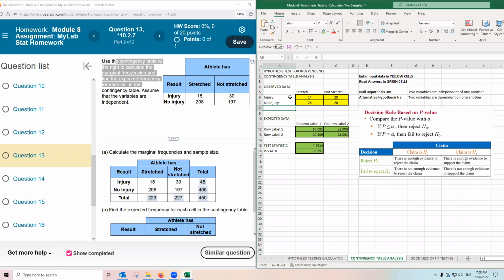All right, well, let me type in the numbers here. 15, 208, 30, and 197. Okay.